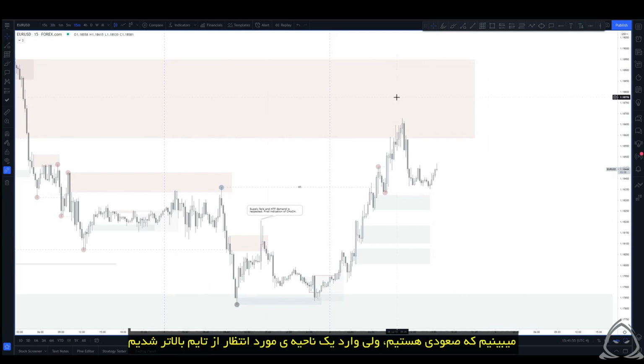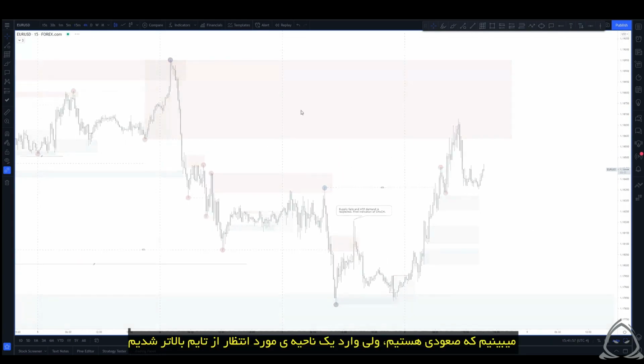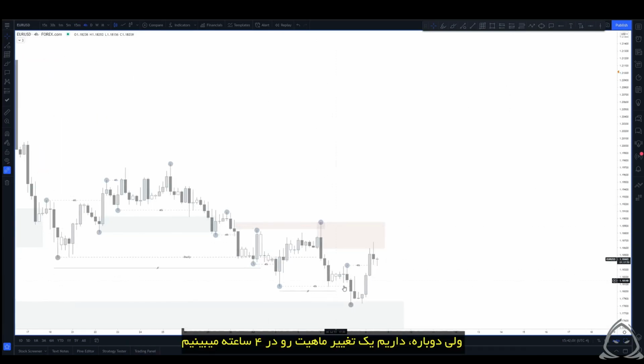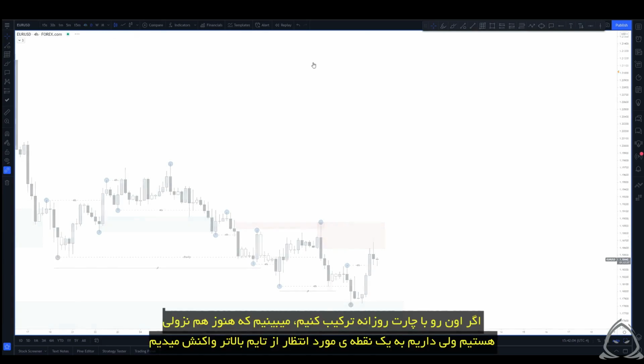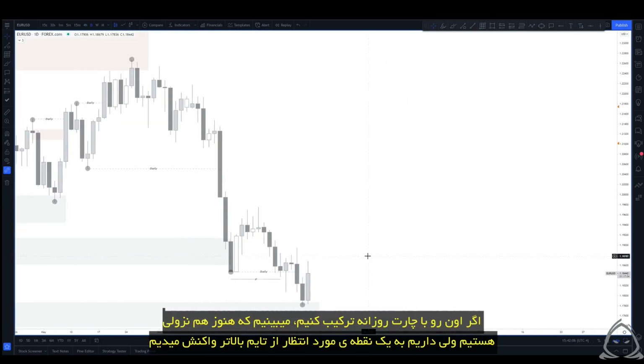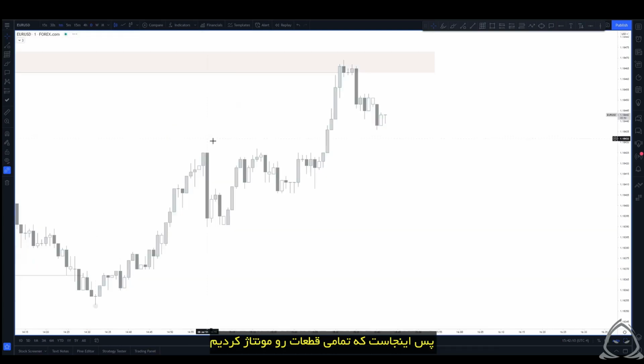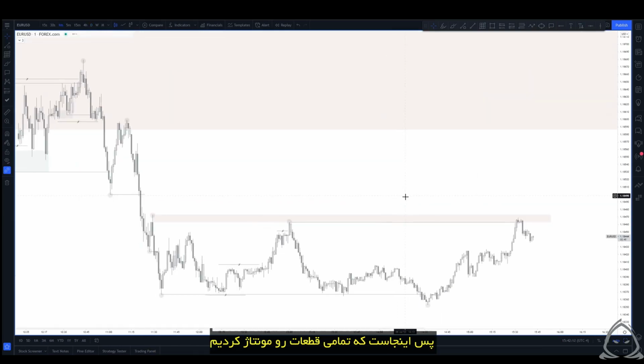And what we can see is we are bullish, but we've tapped into a higher time frame point of interest. But again, now we're starting to see a change of character on the 4 hour. If we then combine that with the daily chart, we can still see that we are bearish, but we're reacting off of a higher time frame point of interest. So this is where we've built into all of these different components.